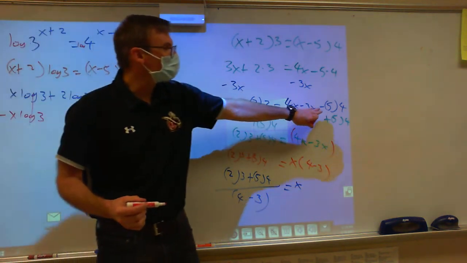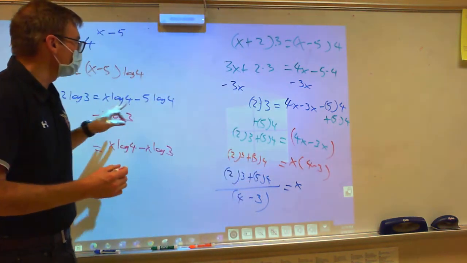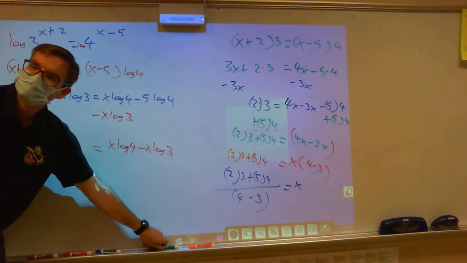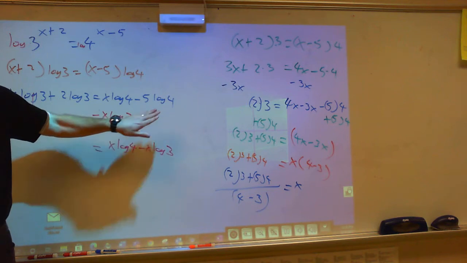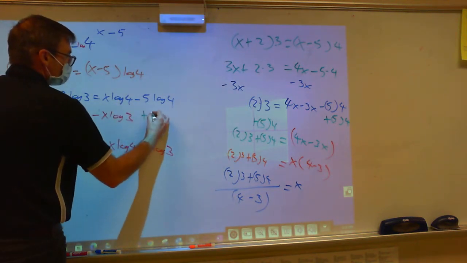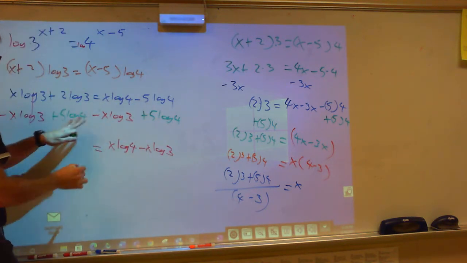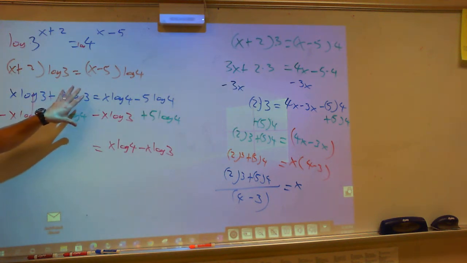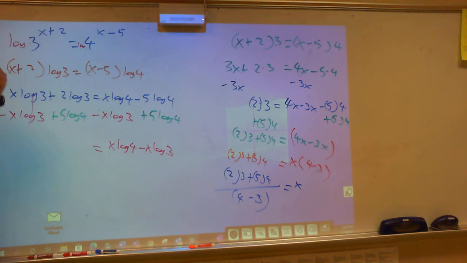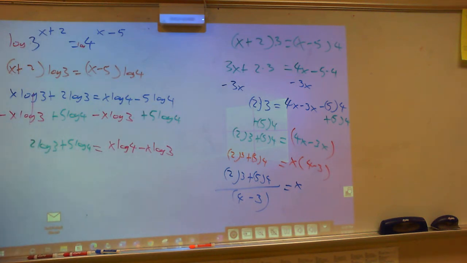What did we do with the number? Notice how we added the 5 times 4? What are we going to do here? Can we agree that's a number? So I'm going to add plus 5 log 4 plus 5 log 4. Did everybody see what I did? Yes? What's left on this side? 2 log 3 plus 5 log 4. Is everybody okay with that?